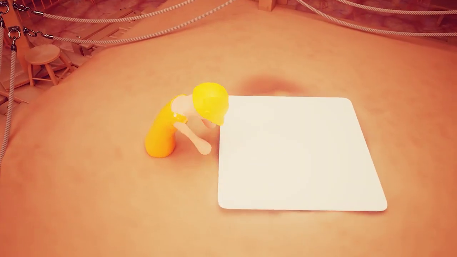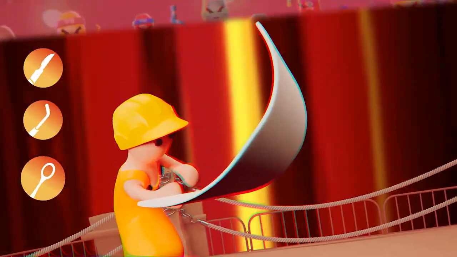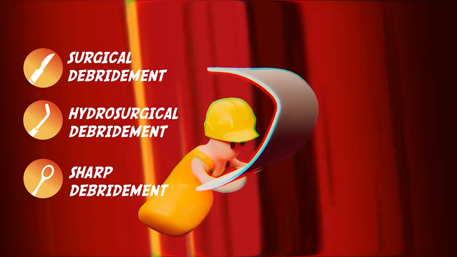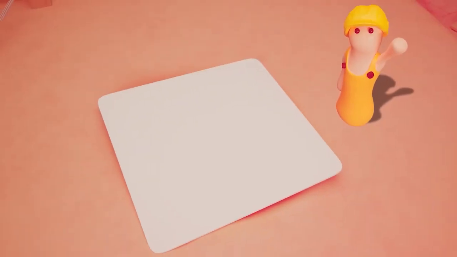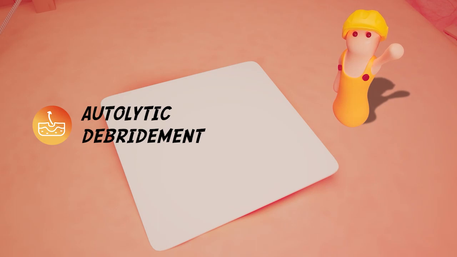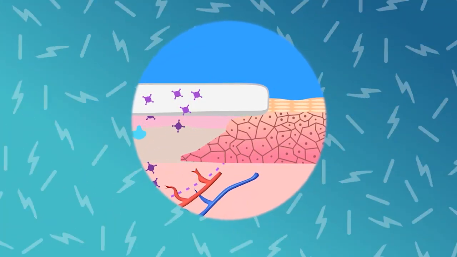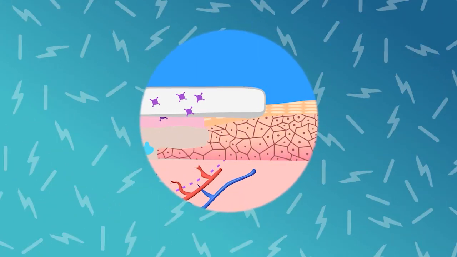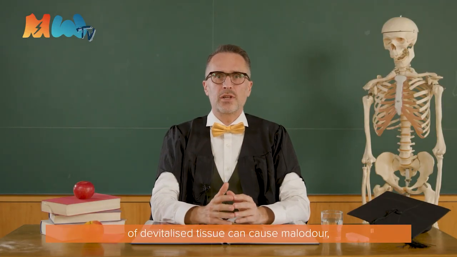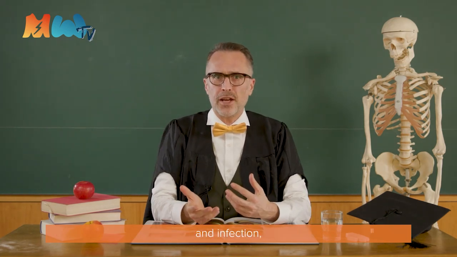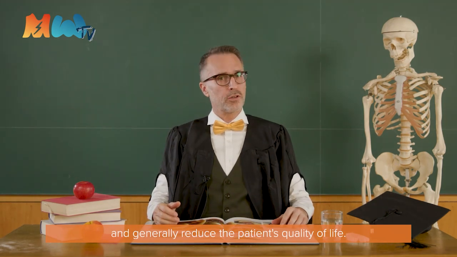This can be done in several ways. For example, including the use of surgical and hydrosurgical debridement or sharp debridement, but these can require access to qualified clinicians and/or equipment. More commonly used is autolytic debridement, the body's own process in which it removes dead and devitalized tissue. This process can be helped along using debridement pads or cloths, or dressings which help to moisten, absorb and remove dead tissue from the wound bed. The presence of devitalized tissue can cause malodor, an increased volume of exudate, increase the risk of inflammation and infection, and generally reduce the patient's quality of life.